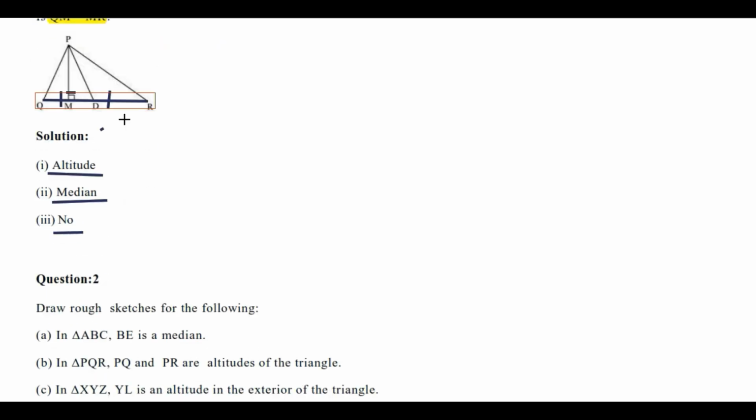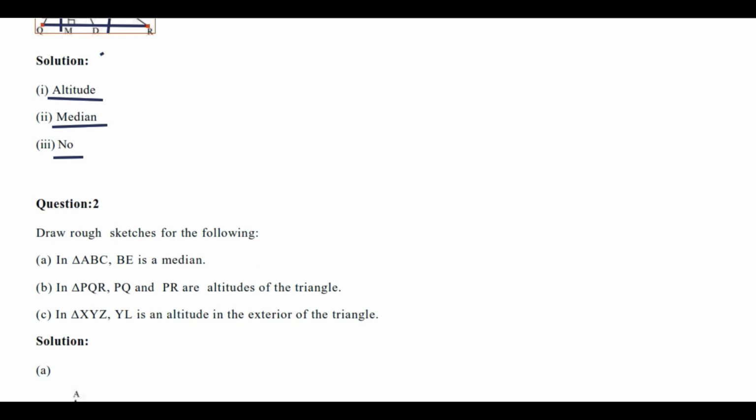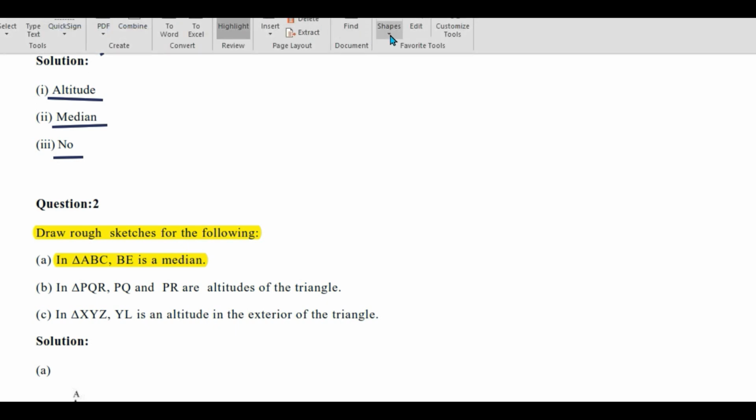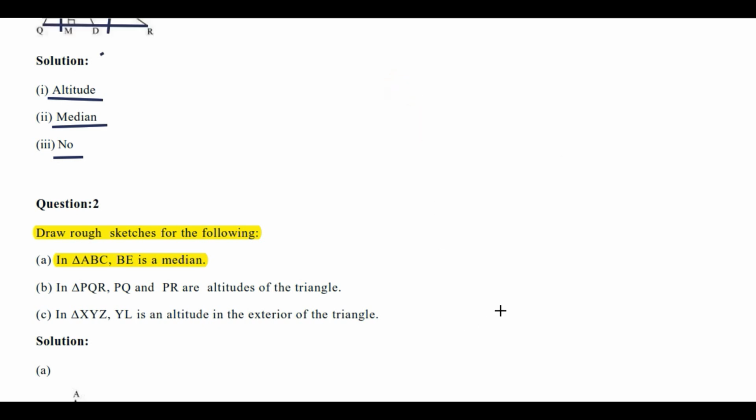Now next question. Question number 2. Draw a rough sketch for the following. In triangle ABC, B is a midpoint. So what you need to do? First, you simply make a triangle. Like this, you can create.